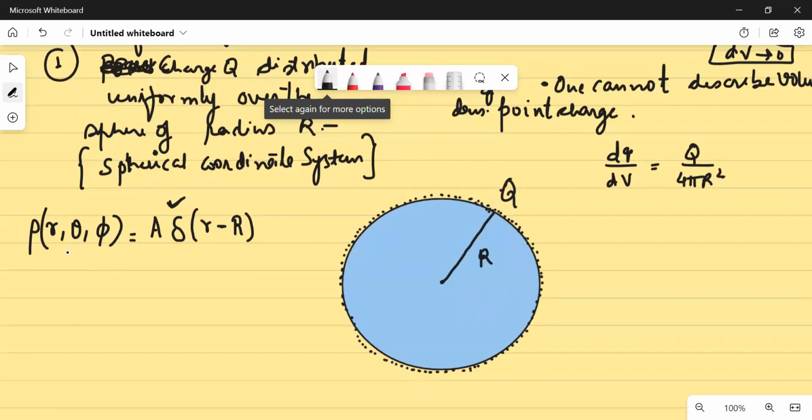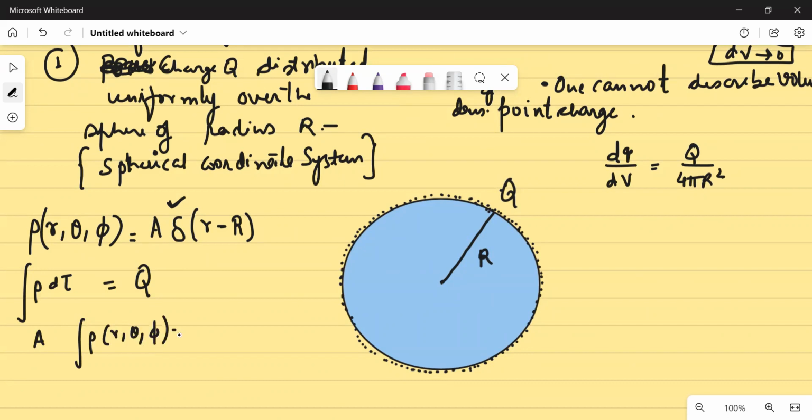Yes, sir. Okay. Now, if I want to find this A, how should I find it? I already know that when I integrate rho d tau, I will get capital Q. In spherical polar coordinates, with r, theta, phi, I will write r square, sine theta, d theta, d phi, and then d r. For the full sphere, r would be from 0 to capital R, theta would lie from 0 to pi, and phi would lie from 0 to 2 pi. Is that clear? This will give me capital Q.